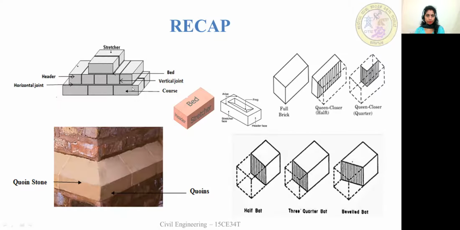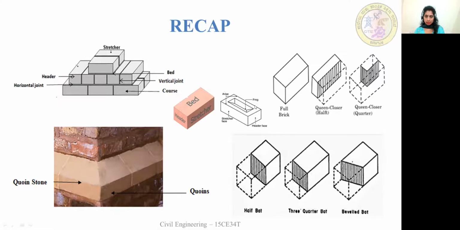Next we have seen joint. It is a junction between two or more stones is known as joints. The joints between different courses are known as horizontal joints, and the joints between the individual units of the brick or stone in a single course are known as vertical joints. The vertical joint should always be perpendicular to the horizontal course.